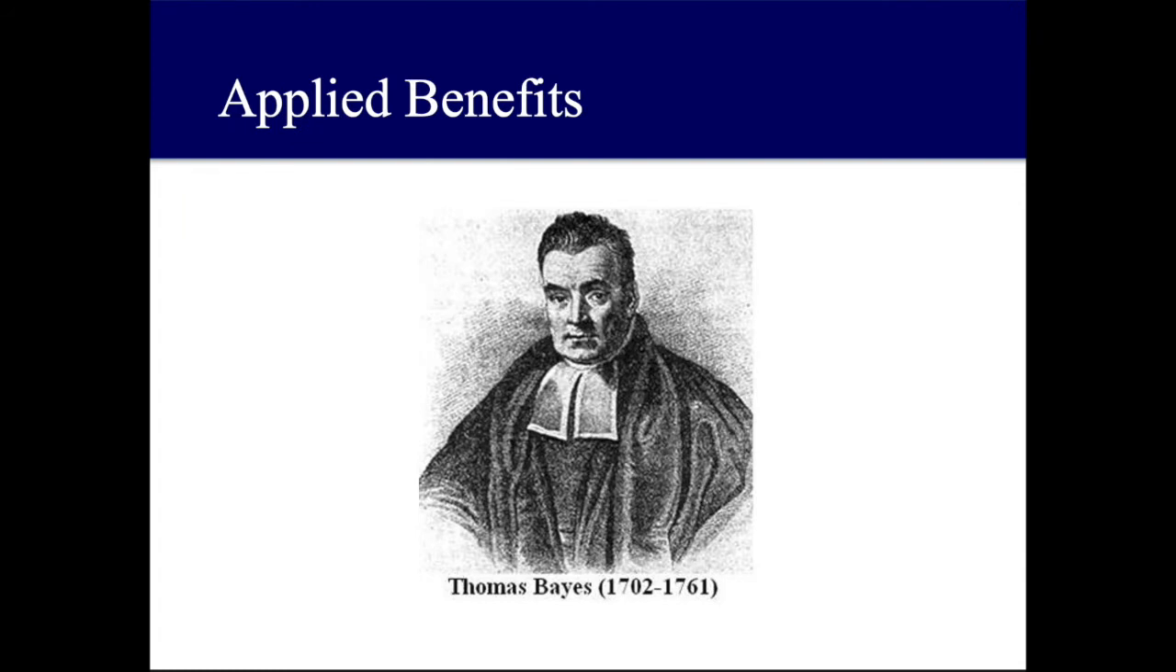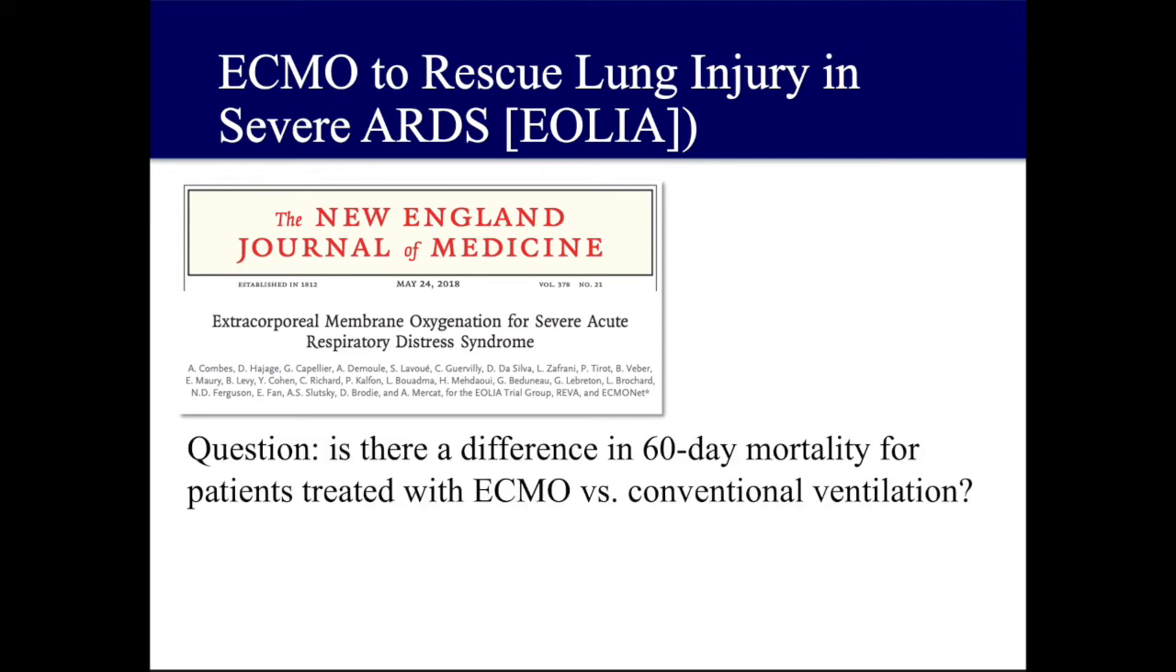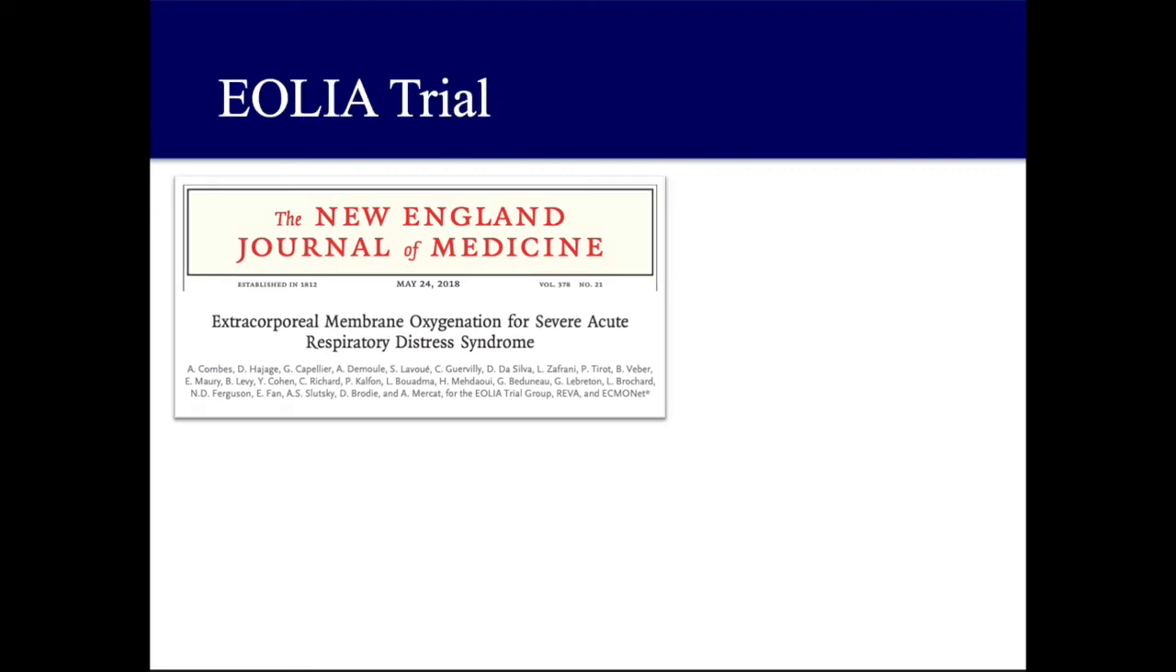So that represents some of the applied benefits of Bayesian estimation, and I'm going to show you a couple of clinical examples now. Here was a study that looked at the use of ECMO, which is heart-lung bypass, in order to rescue patients that had severe acute respiratory distress syndrome. Their question was, is there a difference in 60-day mortality for patients that were treated with ECMO compared to conventional ventilation?